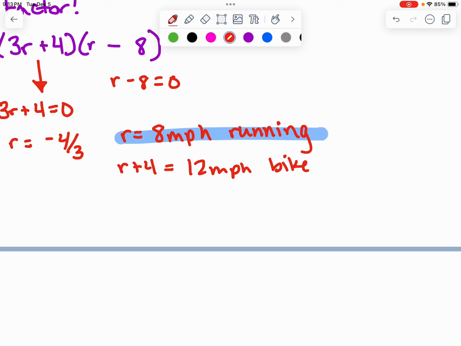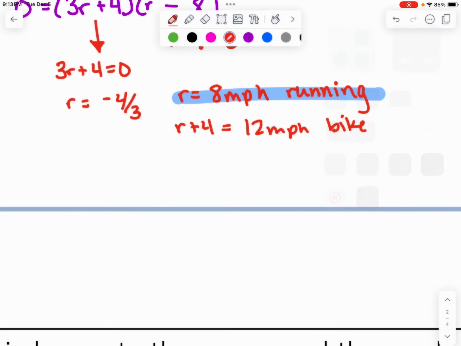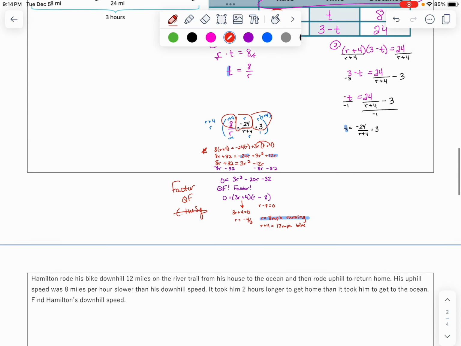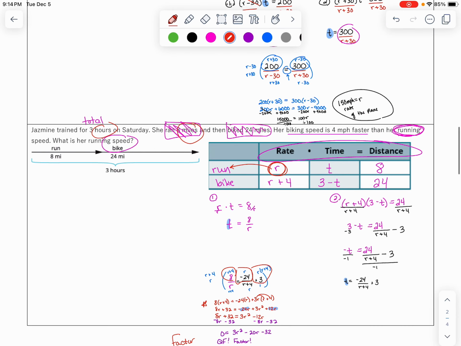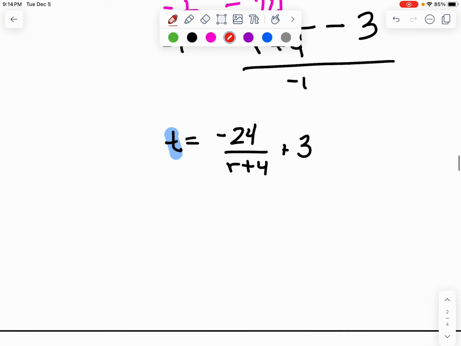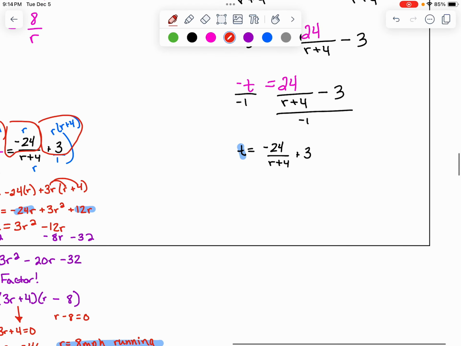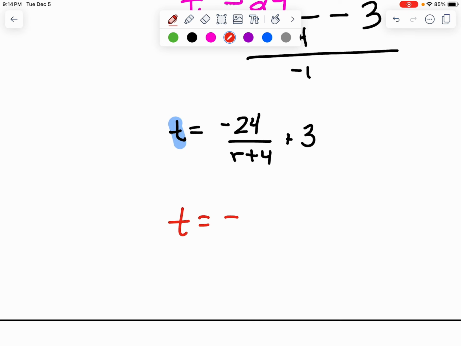I have no idea how long we've been screen recording, and I don't know if this does it. It doesn't tell us. I want to know how long she was running and biking for, and they didn't ask me to figure that out. You could do that right here. We don't have time for that apparently.